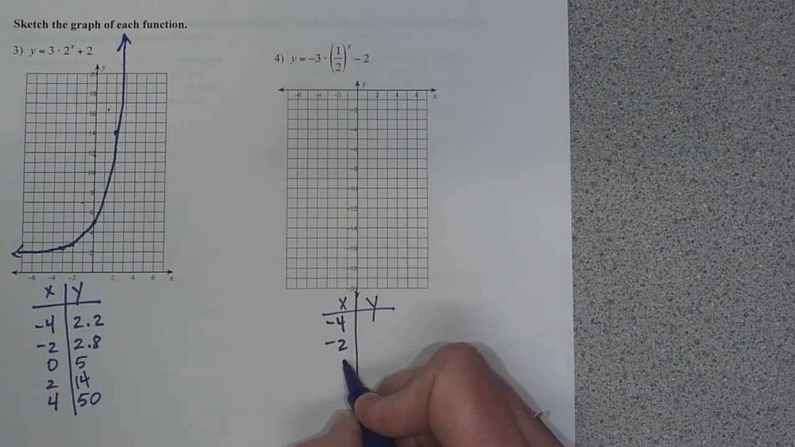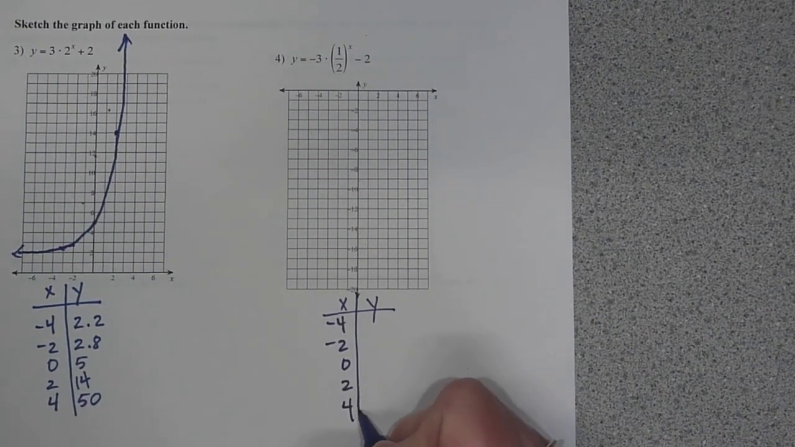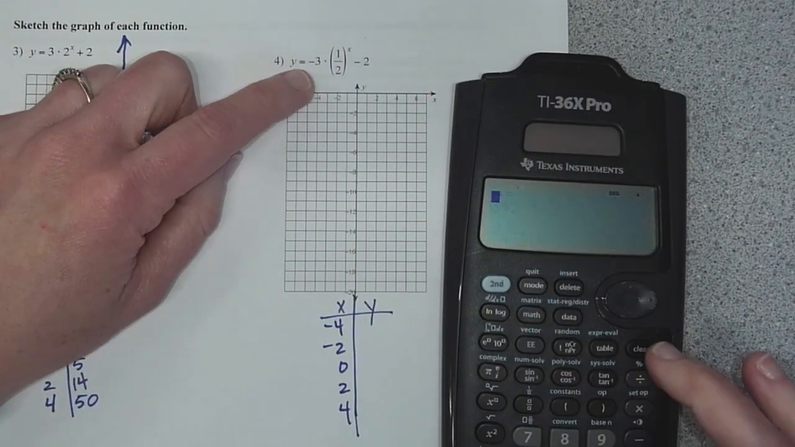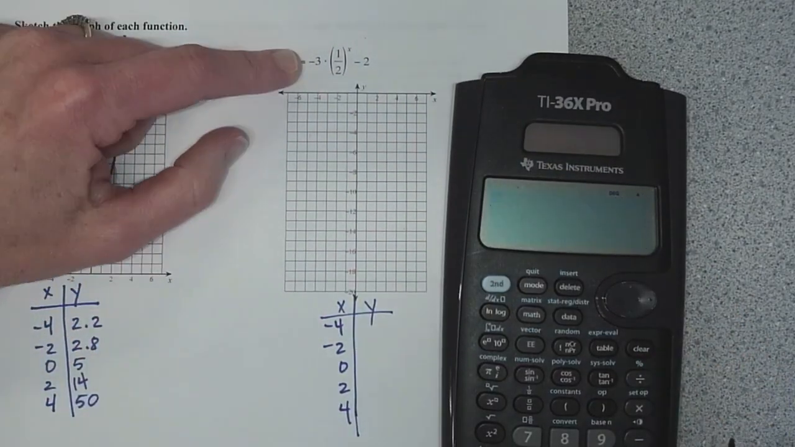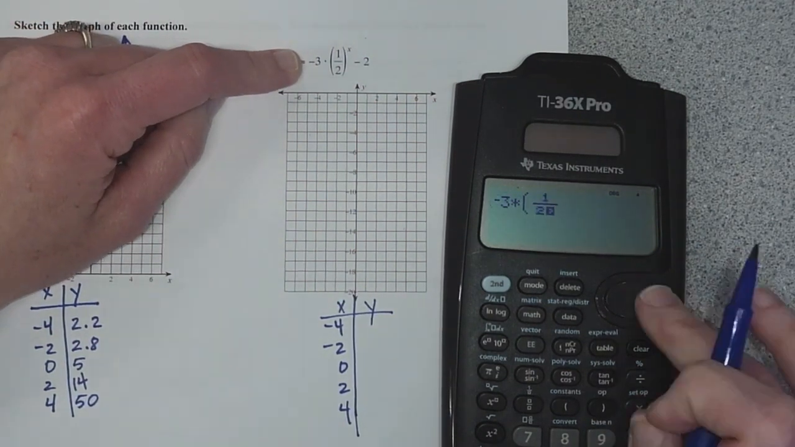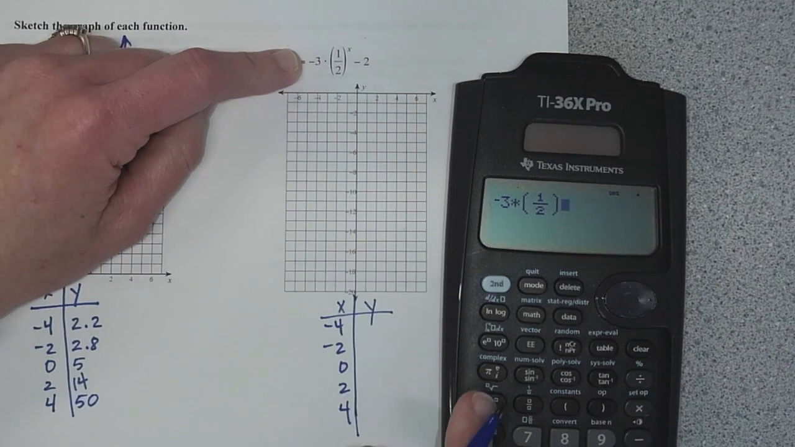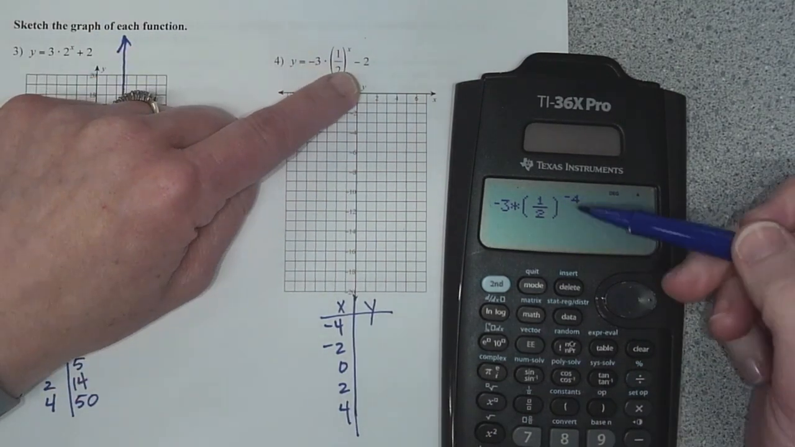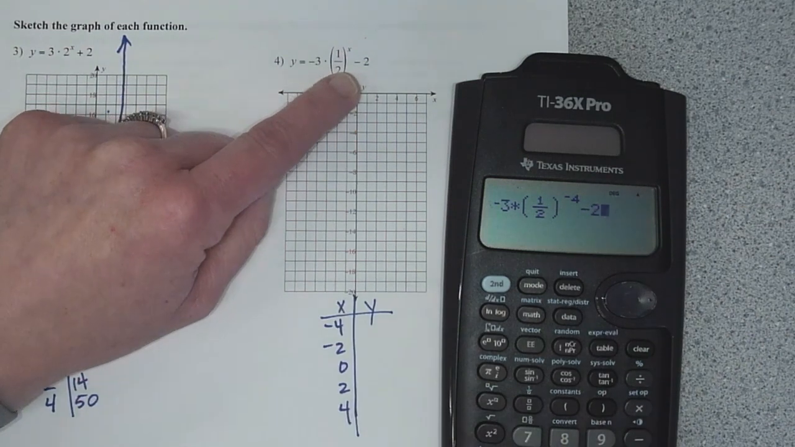-4, -2, 0, 2, 4. Okay, calculator, we're going to plug different values in for x. Start with the -3 times parentheses 1/2. Close those parentheses up, do your exponent button, start with -4. Bring your cursor back down and you do -2 at the end.